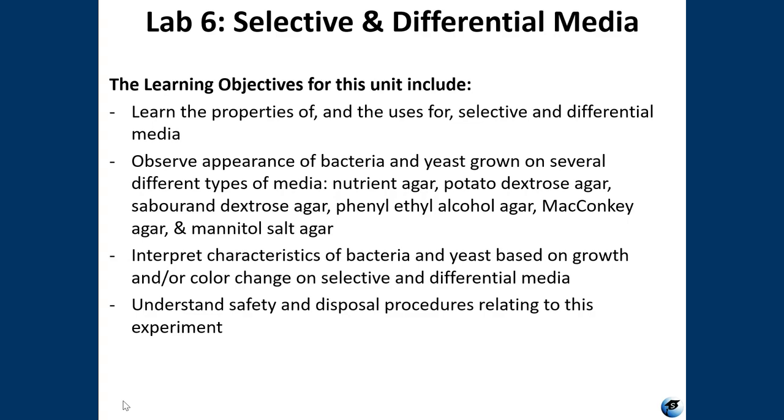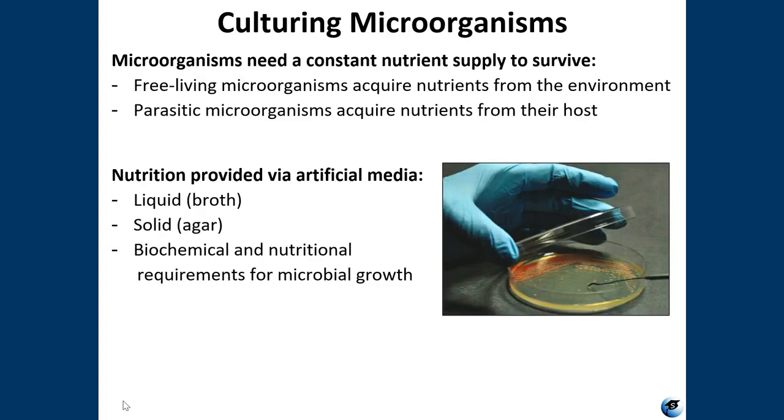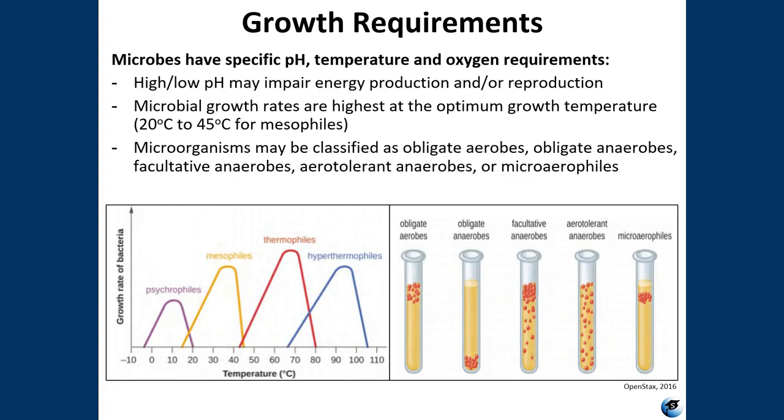And of course, as always, you need to understand the safety and disposal procedures related to these experiments. As we've discussed before, microorganisms need a constant nutrient supply to survive. So you're already familiar with the physical types of media. Today, though, we're going to begin to discuss different biochemical types of media. It may be helpful to review the specific pH, temperature, and oxygen requirements that we discussed before. These can be found in the Lab 2 reading assignment and/or the Lab 2 video presentation. So you may want to go back and have a look through those before moving on.